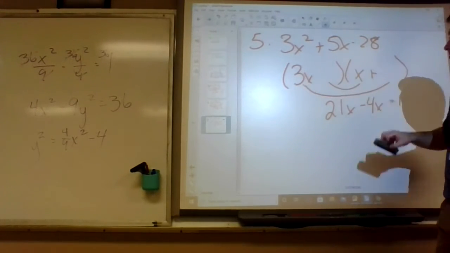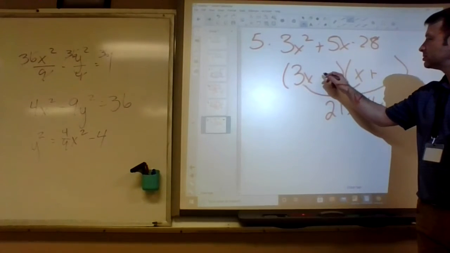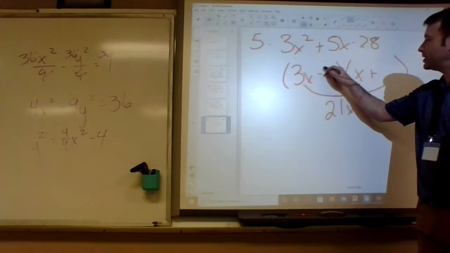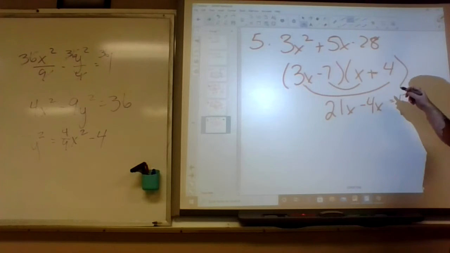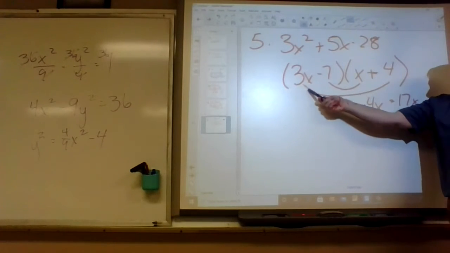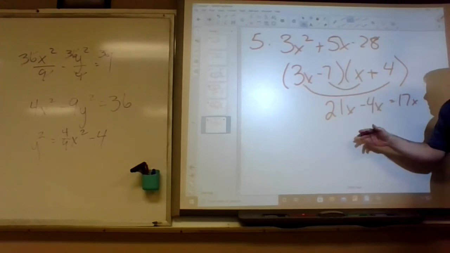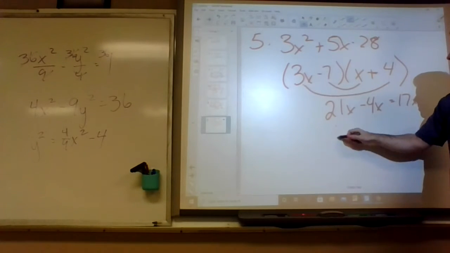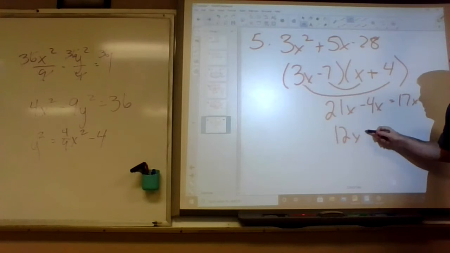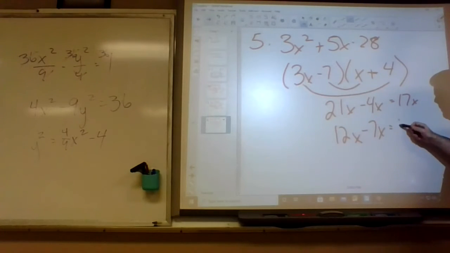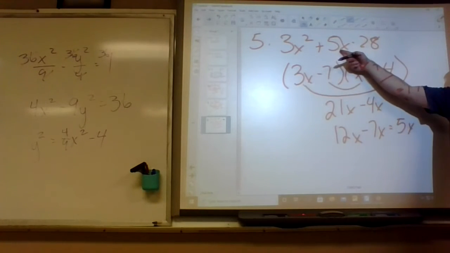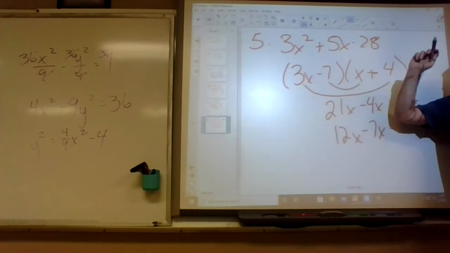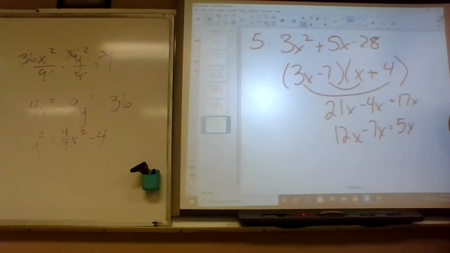Might be 14 and 2. Let's see. It's not any of them. Let's try -7 plus 4. Okay, that would be 12 minus 7. You guys see where I'm getting that? 12x minus 7x equals 5x. Yeah, so it is right. -7 and 4 equals the middle term.